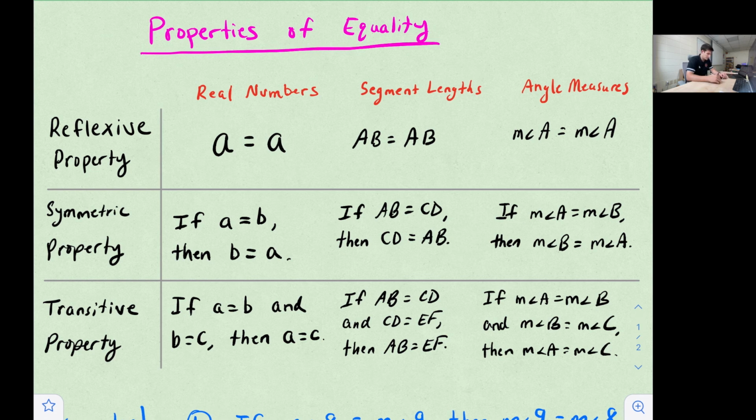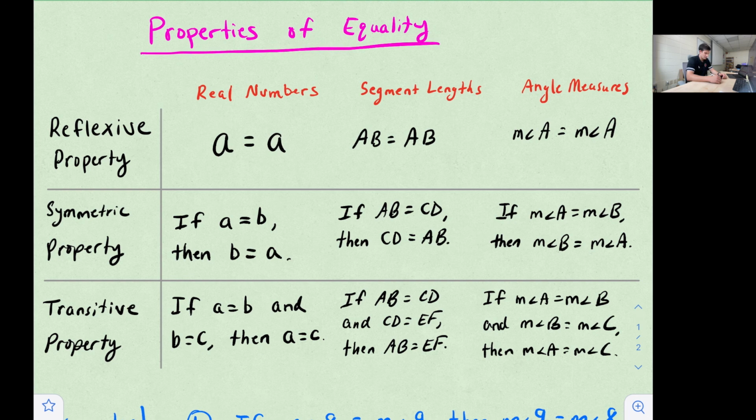That's the reflexive property. Symmetric says if A is equal to B, then B is equal to A. So it's kind of like almost a reflection of sorts of what you see. So in terms of segment lengths, we would say if AB is equal to segment CD, then segment CD is equal to segment AB. And an angle measure is if the measure of angle A is equal to the measure of angle B, then the measure of angle B is equal to the measure of angle A.